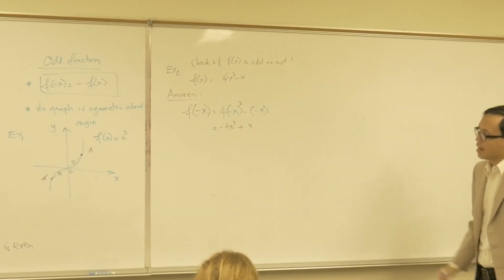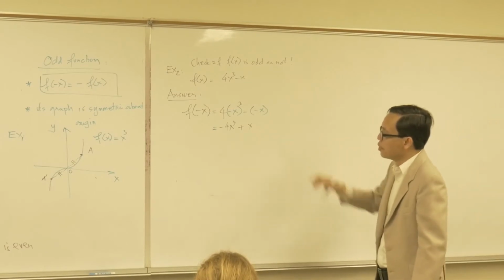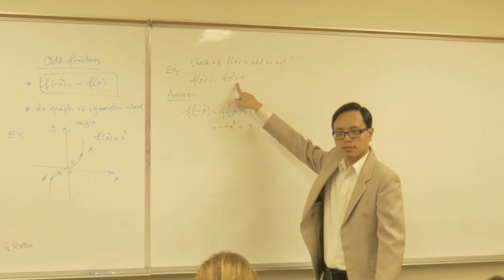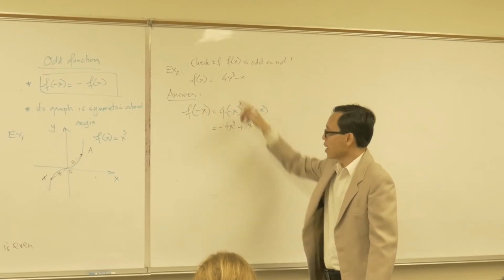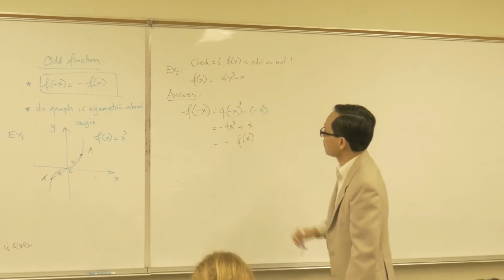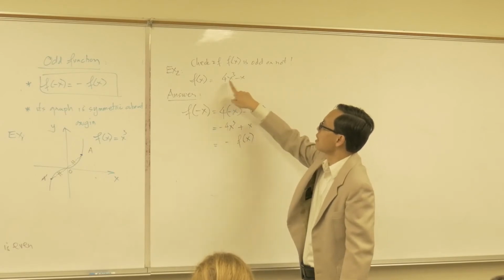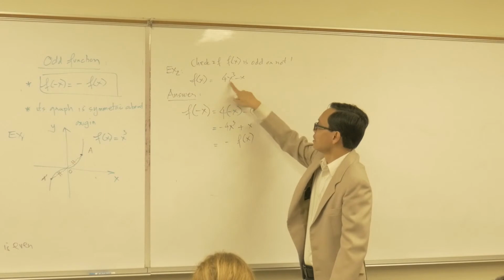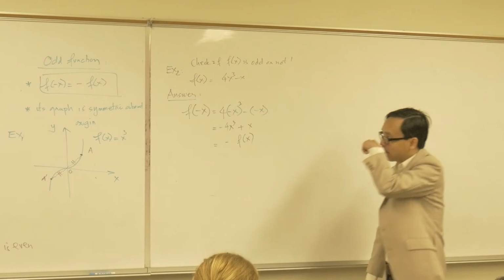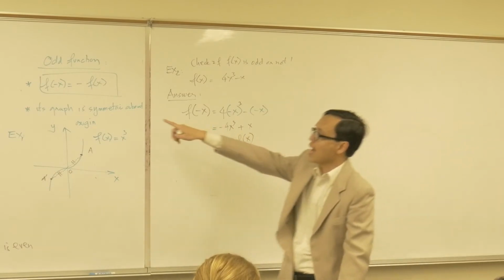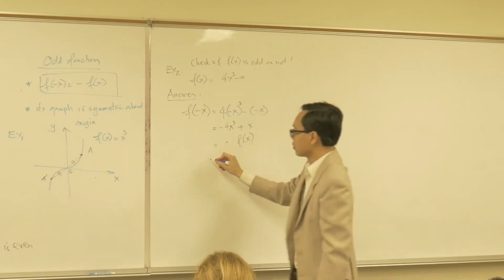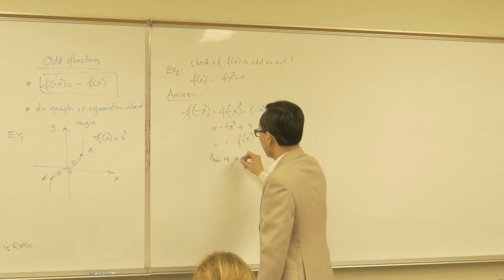Now you look at it, what I have here. Do you think that this is actually the opposite of this? Yes. So I can write this as the negative of f(x), because if you put a negative in front of each term here, negative here gives you that, and negative here gives you positive. So this is equal to negative of f(x). And we already showed that f of negative x equals negative of f(x). Then we can conclude this is an odd function.